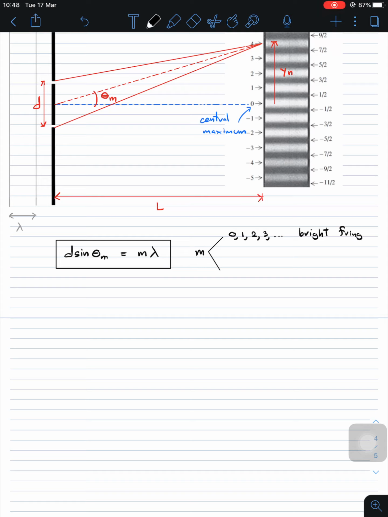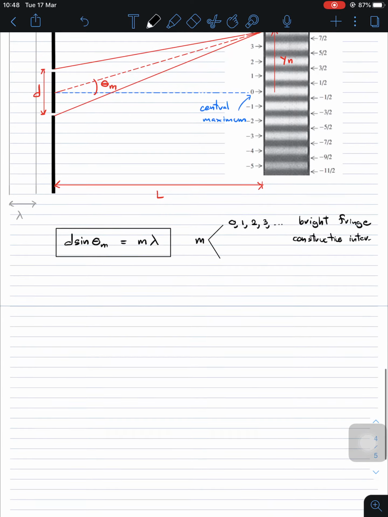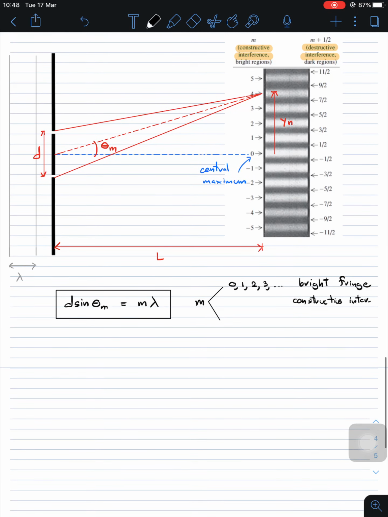Okay, this is for the bright fringe corresponding to the constructive interference. But then if we have m equal to 1/2, 3/2, 5/2, and so on, this is for the dark fringe corresponding to the destructive interference, and that's it.